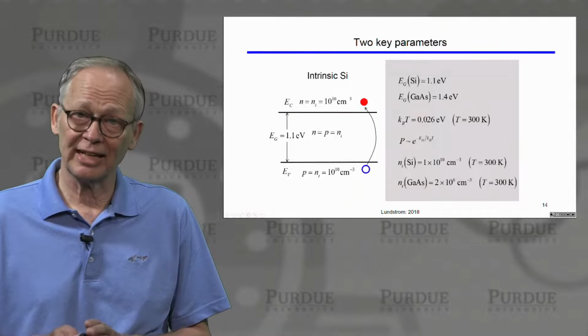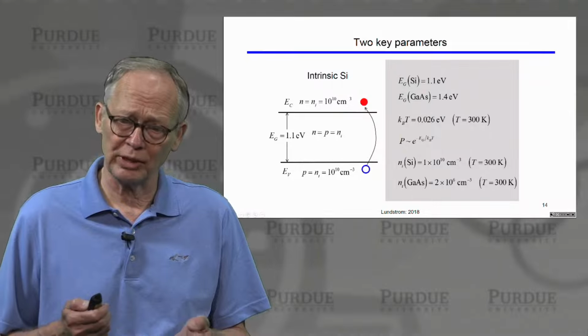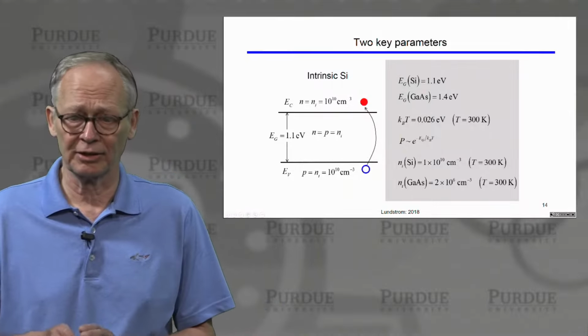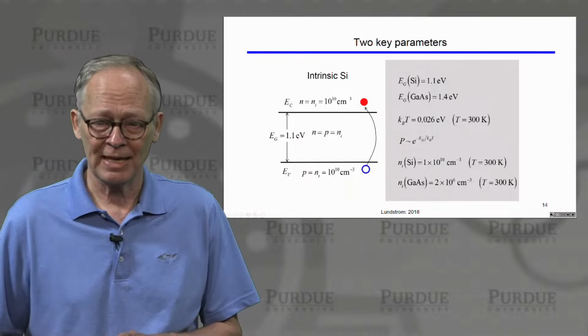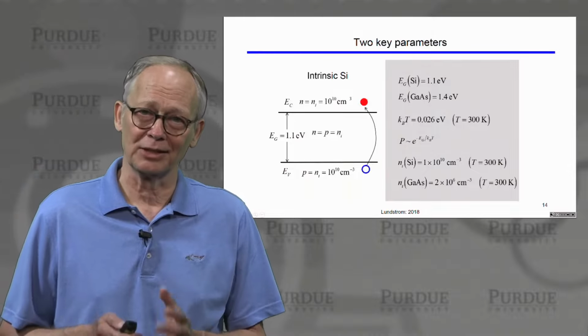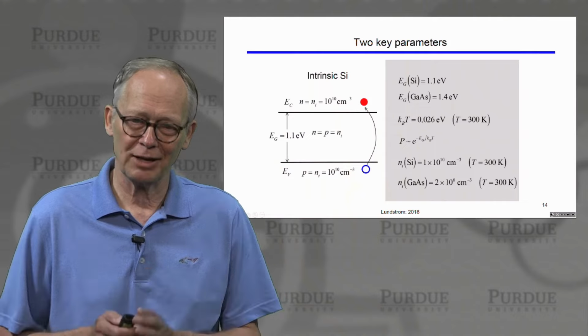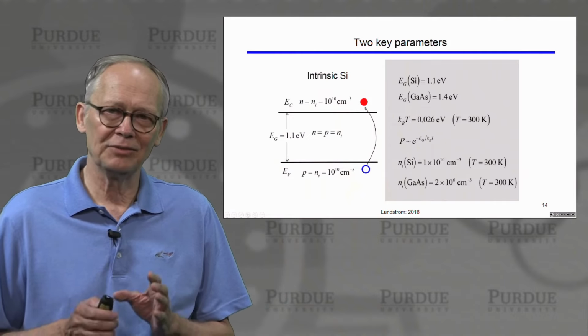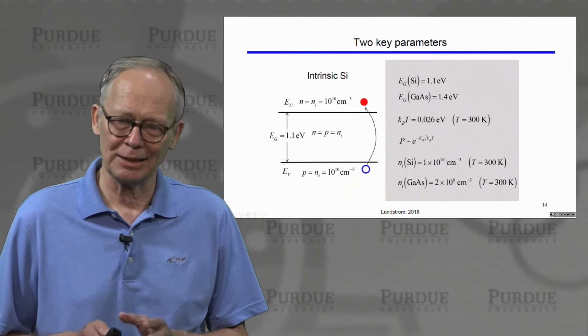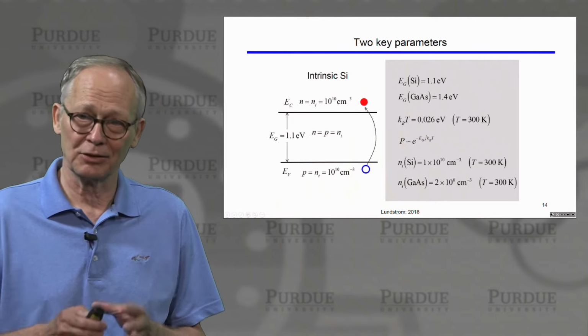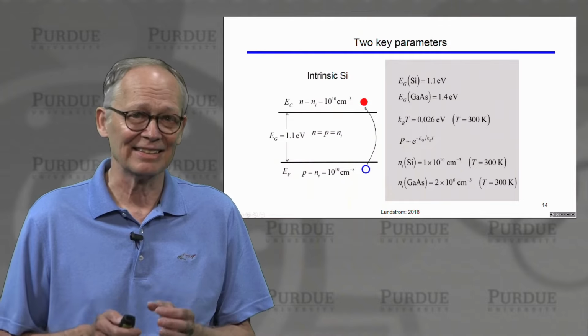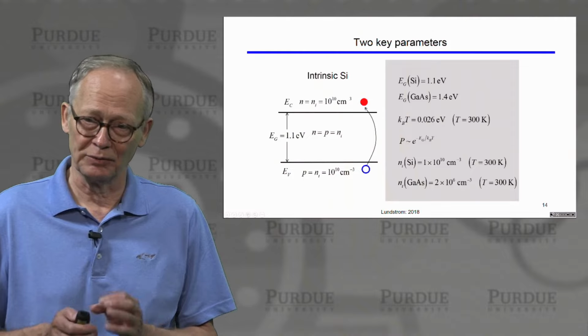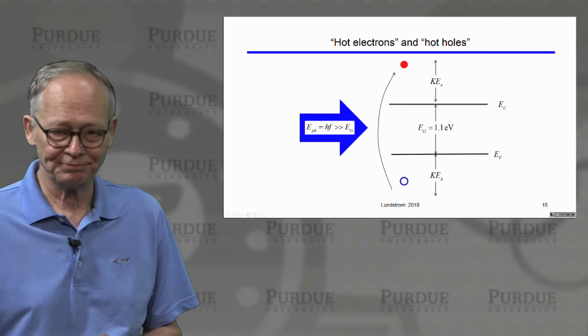In gallium arsenide, the band gap is bigger, so it's harder to break those bonds, so the intrinsic carrier concentration is much less. Now, 10 to the 10th sounds like a large number, but we should be calibrated. Remember, there are 5 times 10 to the 22nd atoms per cubic centimeter in a silicon crystal. 10 to the 10th is a minuscule fraction of the covalent bonds that have been broken.